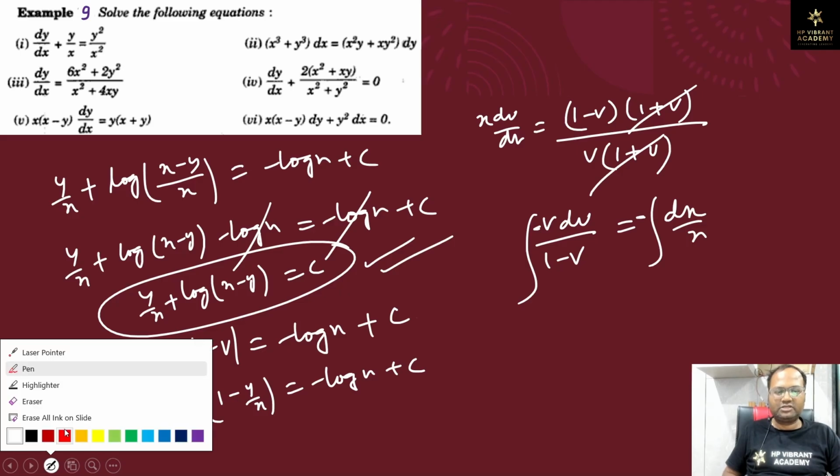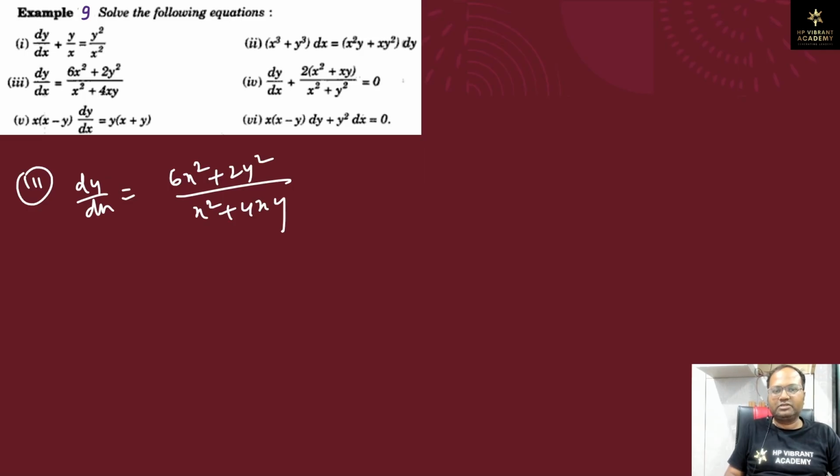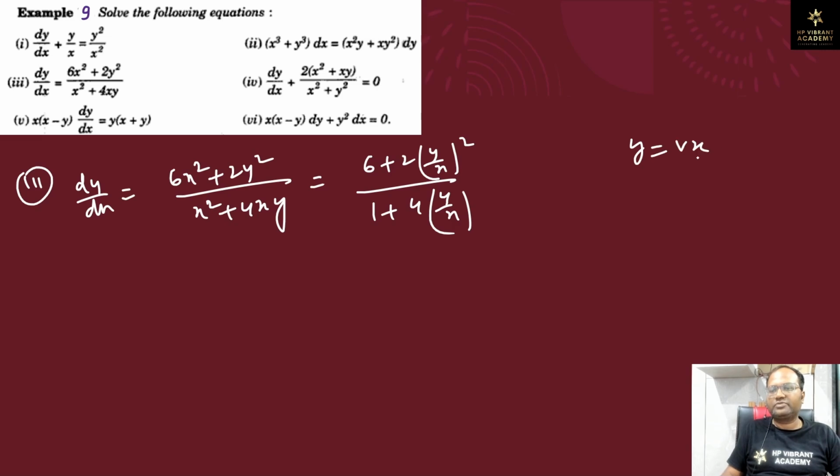Let us discuss the third part. So we have this as dy upon dx is equal to 6x square plus 2y square upon x square plus 4xy. Let us divide the numerator and denominator with x square. So this is 6 plus 2 y upon x whole square upon 1 plus 4 y upon x. So let us take y is equal to v times x. So dy upon dx is equal to v plus x dv upon dx.